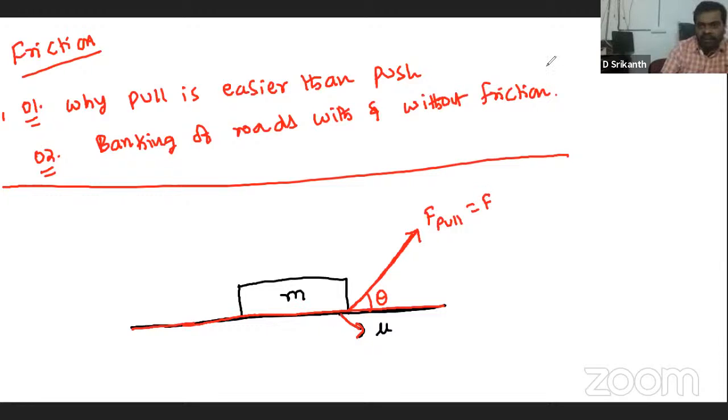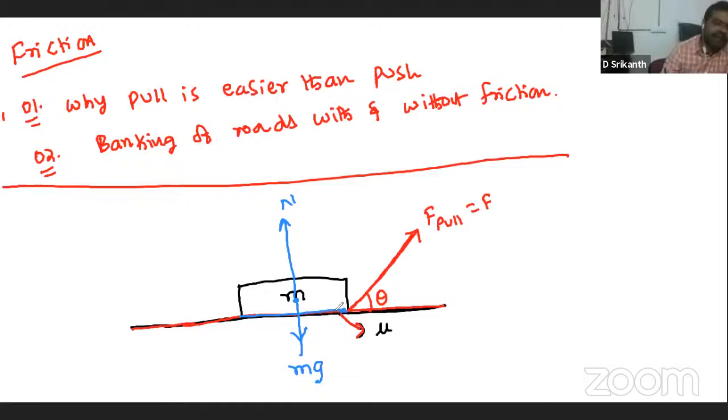Here I'll draw the free body diagram for this one. From the center of the object, it is not in motion, or we can consider that the object is at rest. Here we have the weight of the object, that is mg. The object is in contact with the surface, so we have a normal force.